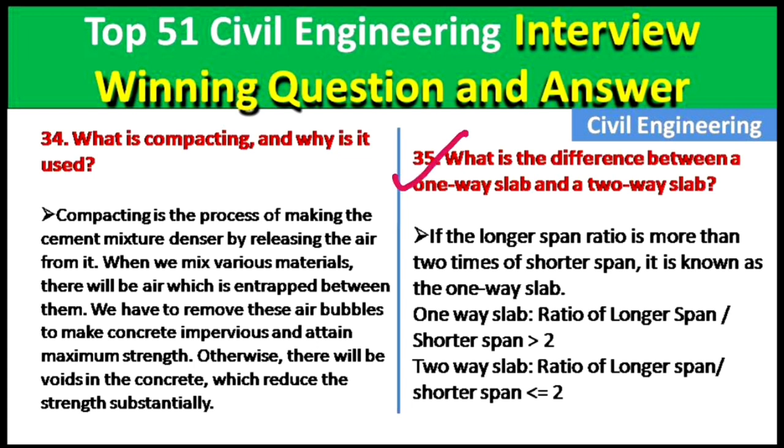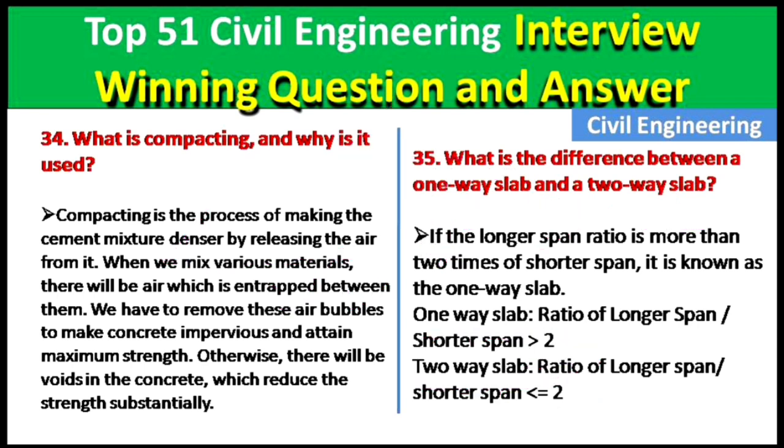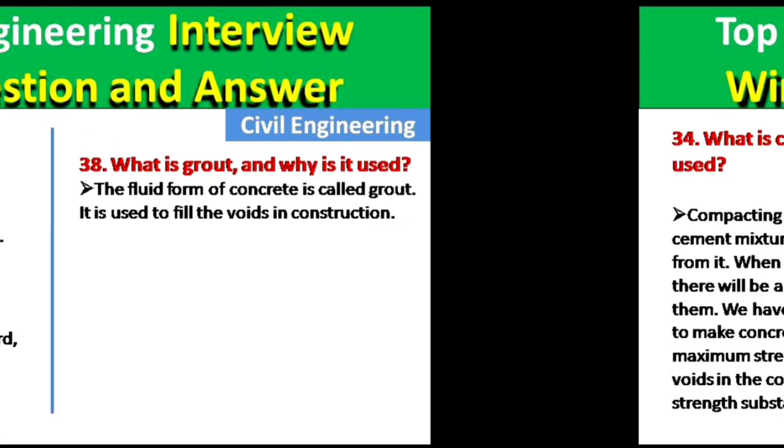Now point number 35 is what is the difference between a one-way slab and two-way slab. Okay, if the longer span is more than 2 times the shorter span, it is known as a one-way slab. For example, this is our slab. If this ratio, the longer side by shorter side, is greater than 2, then this will be known as a one-way slab. If this ratio, the longer side by shorter side, is equal to or less than 2, then the slab will be our two-way slab. Okay, the difference between the one-way slab and two-way slab is so simple. Okay, now point number 36.